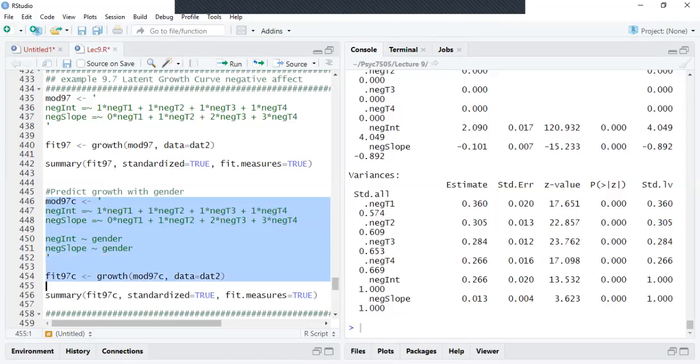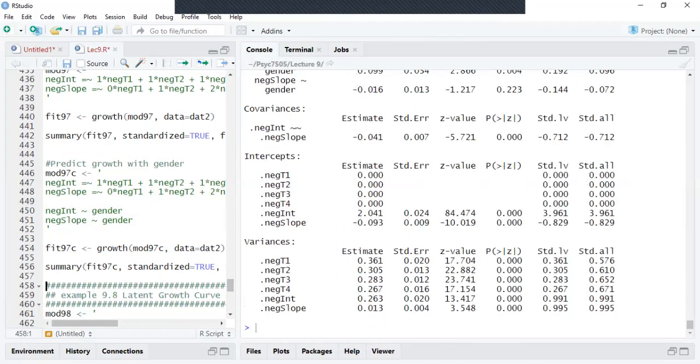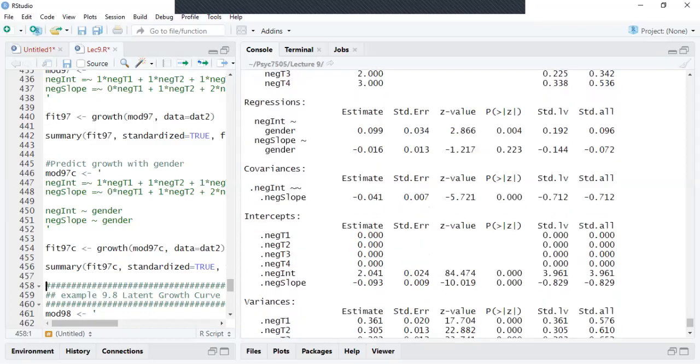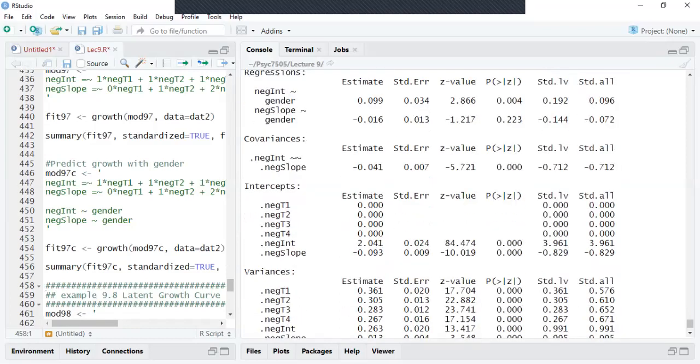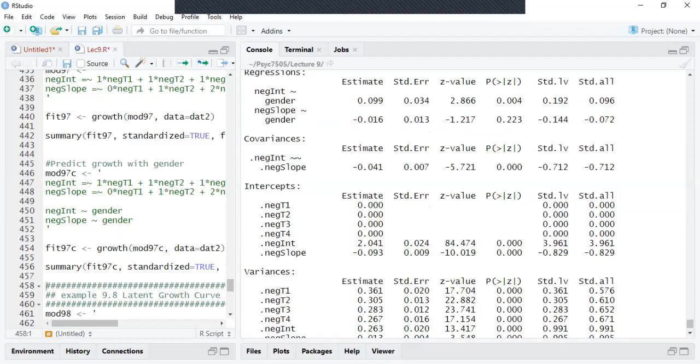So look at this model. Get a summary of this. And so a couple of important points here. We have the regression parts here. Negative affect predicted by gender says there is a significant effect of gender. So gender 1, which I believe is girls, have higher negative affect at time 1 compared to boys. That's significant. But there is not a significant effect of gender on the slope. So it's not that boys and girls change differently in their negative affect across time.